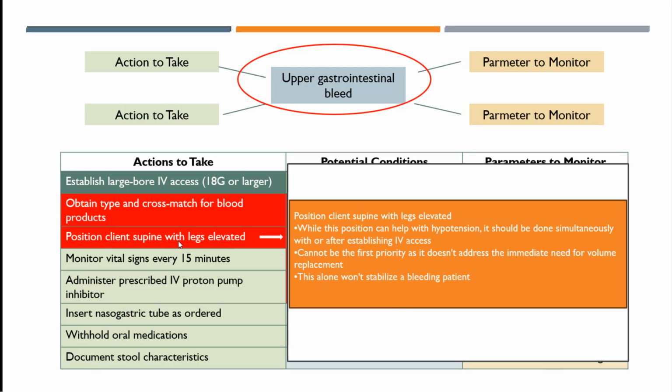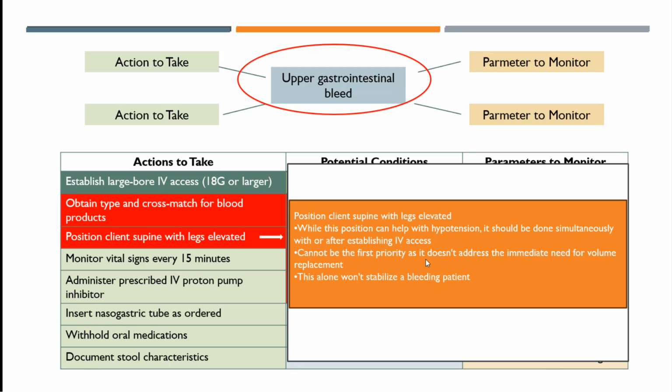Position client supine with legs elevated. I think what the question is trying to say here is a Trendelenburg. And okay, sure, this position can help with the hypotension, but this can be done simultaneously after establishing IV access. IV access is the most important. IV access and one other thing here.